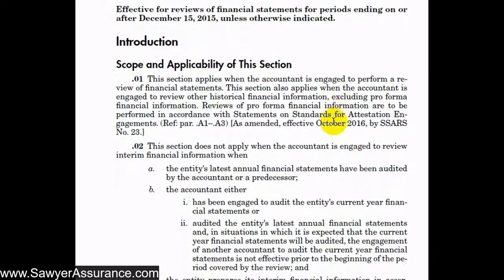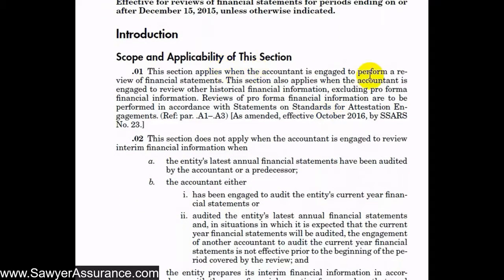So quite simply, this ARC Section 90A applies when the accountant is engaged to perform a review of financial statements. It also applies when we're engaged to review other historical financial information. But importantly, this excludes pro forma financial information, so financial information that is not historical or does not follow a financial reporting framework. Therefore, pro forma financial information falls under the standards of the Statements on Standards for Attestation Engagements.